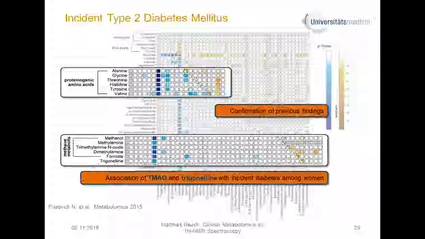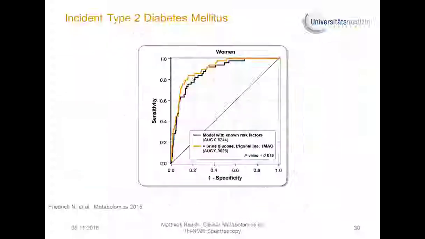and this is a confirmation of previous findings, so it's the established way. On the other hand, we are able to find new analytes which have associations with type 2 diabetes mellitus and the incidence of these cases. And these associations of TMAO and trigonelline are quite beneficial in women.